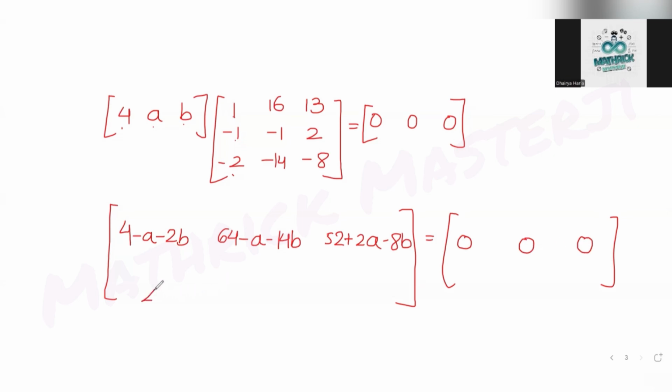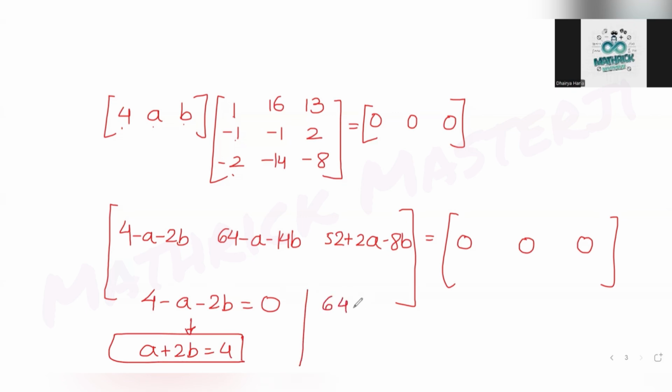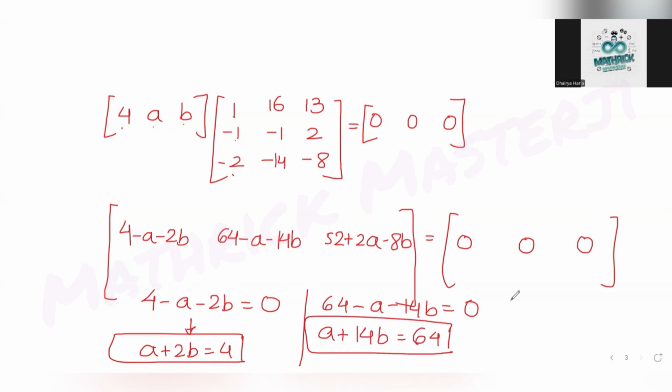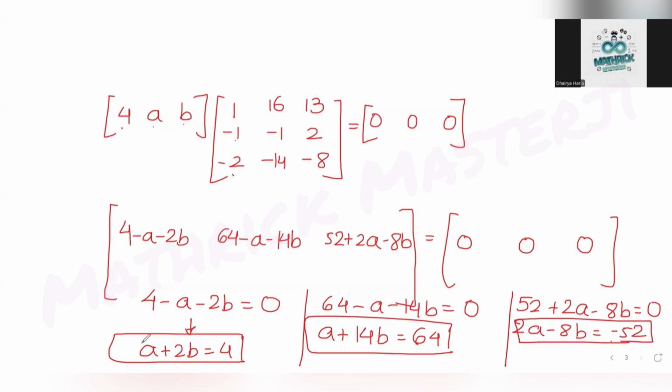So what I have here is 4 minus a minus 2b is 0. From here, I get a plus 2b is 4. Next, 64 minus a minus 14b is equal to 0, so a plus 14b is equal to 64. And the third says 52 plus 2a minus 8b equals 0, so 2a minus 8b is equal to minus 52. I have these three equations, but since I have only two unknowns, I just need two equations. So I'll use the first two.